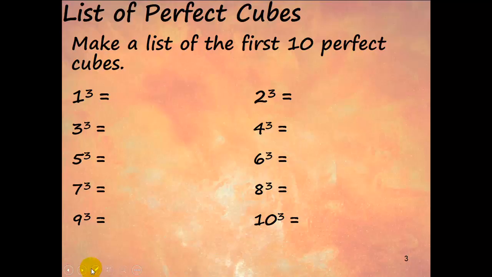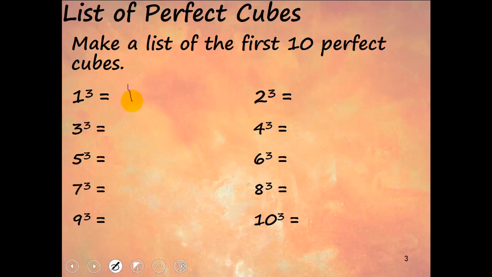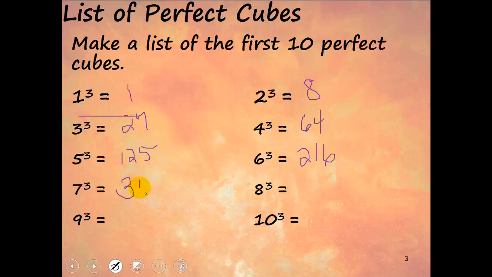All right, 1 cubed is 1, 2 cubed is 8, 3 cubed is 27, 4 cubed is 64, 5 cubed is 125, 6 cubed is 216, 7 cubed is 343, 8 cubed is 512, 9 cubed is 729, and 10 cubed is 1,000.